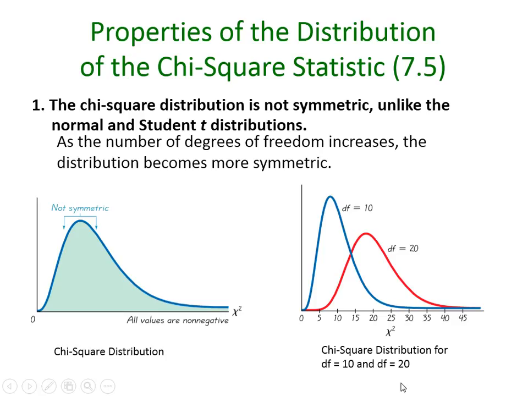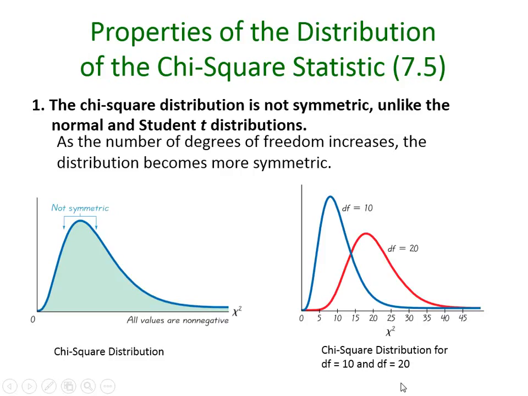The chi-square distribution is not symmetric. So our normal distribution had a nice symmetry, had the good bell-shaped curve. The t-distribution had the nice bell-shaped curve. This one doesn't. So this one is not symmetric. As the number of degrees of freedom increases, the distribution does become more symmetric. So notice that this one is going to have your tail going off to the right farther, so it's skewed to the right.